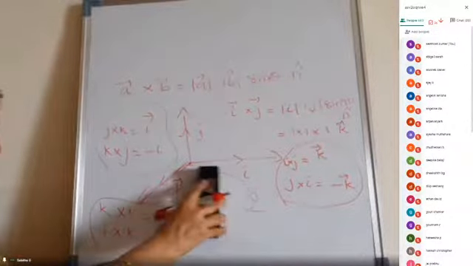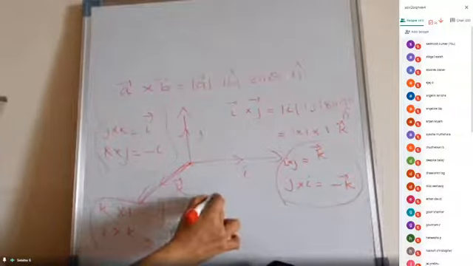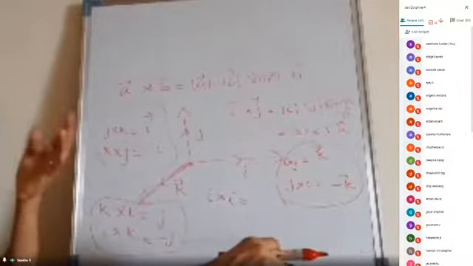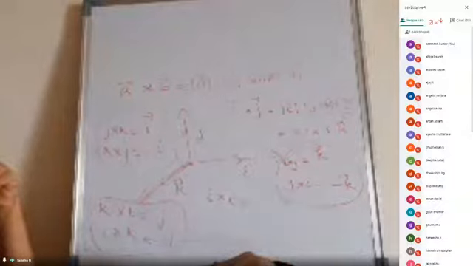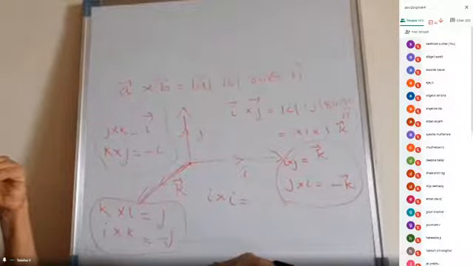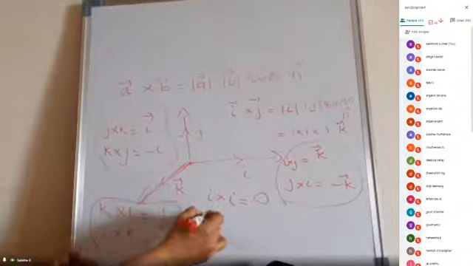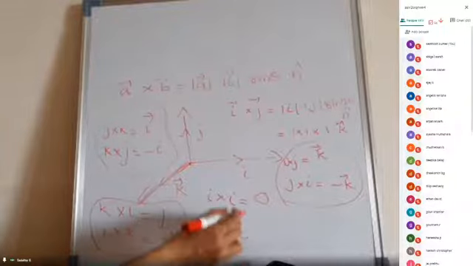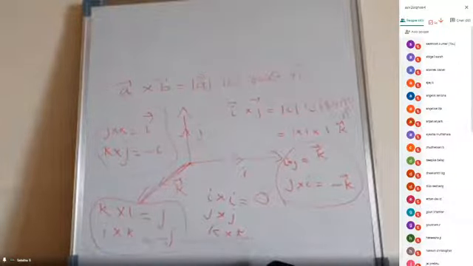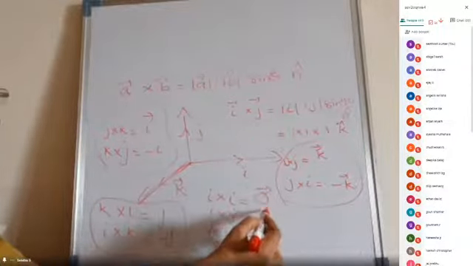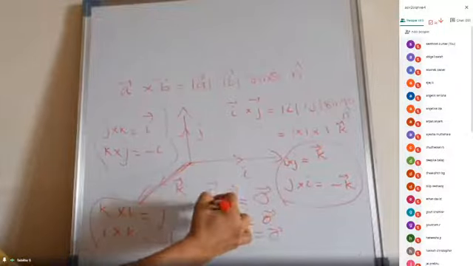Now, what about I cross I? Mod I, mod I, sin 0. What is sin 0? 0. So the rest of the term is 0. So I cross I, then J cross J, then K cross K equal to 0. Children, you have to write 0 vector.